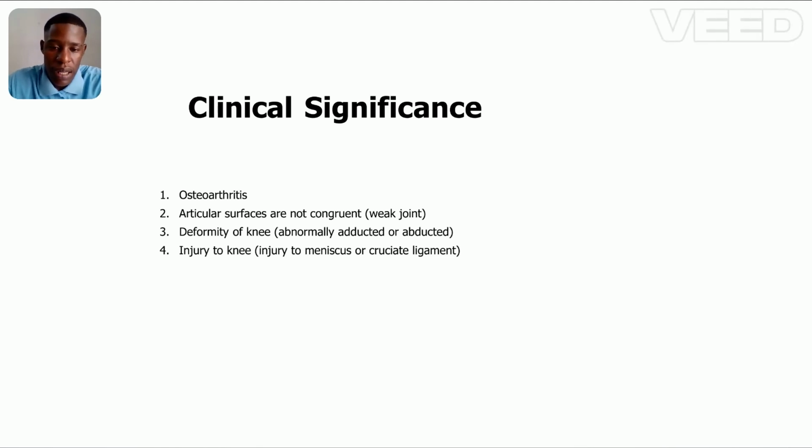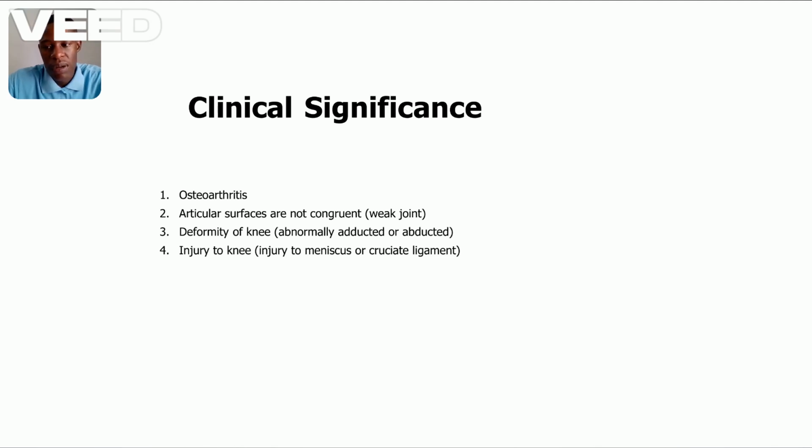The second, we've got the articular surfaces, which are not congruent when the joint is weak, and you are fragile to fracture or whatever diseases or infections that may occur. We've got deformity of the knee joint. This is when the knee joint is abnormally adducted or abducted. Then we've also got injury to the knee joint. Injury to the knee joint would include injury to the meniscus, which is our C-shaped cartilage that is between the joint, or the cruciate ligament. These are the ligaments that cross each other, either the posterior or the anterior cruciate ligament.